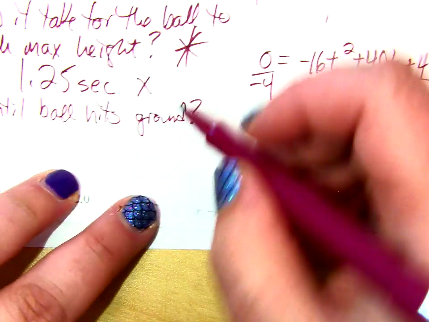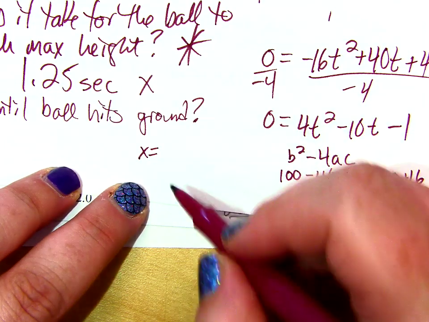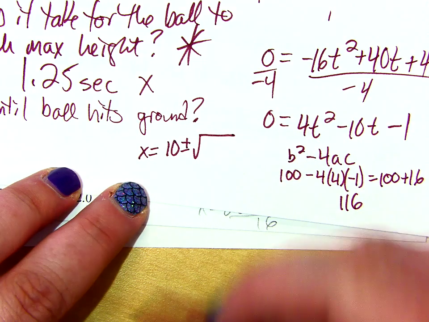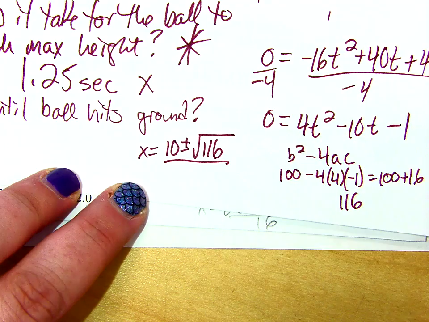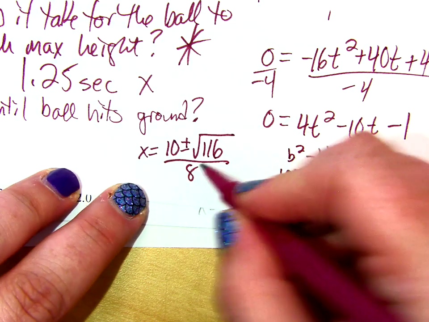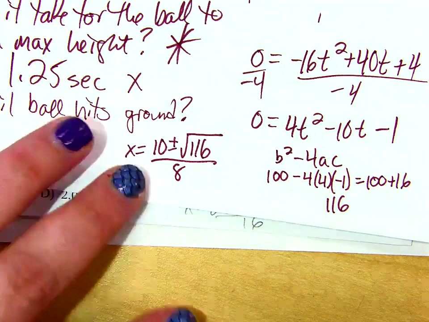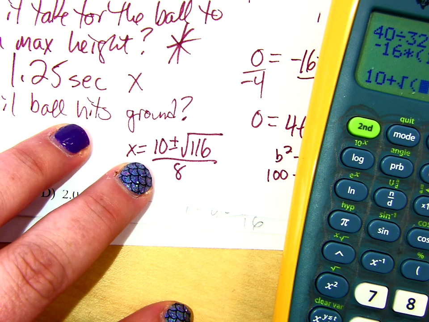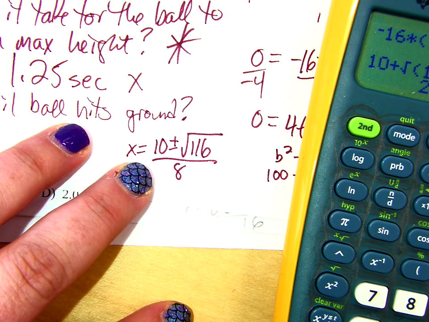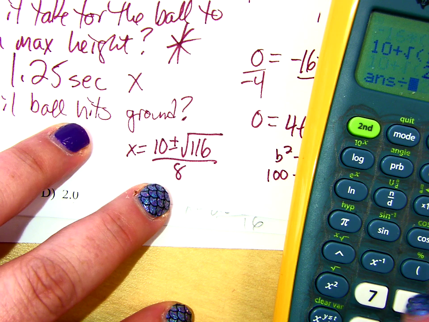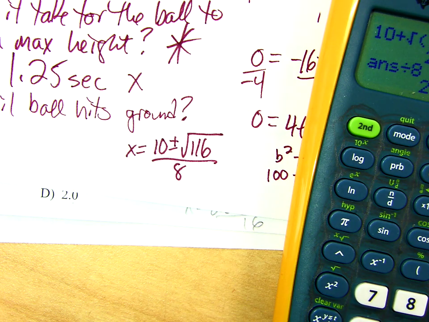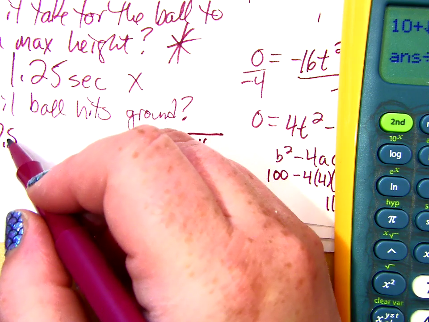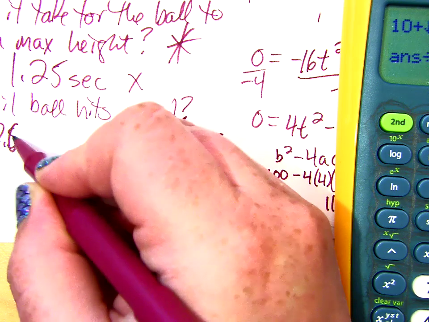Let's find them. X equals -b, so positive 10, plus or minus the square root of, my discriminant is 116, all over 2a. A is 4, so that would be an 8. So I will ask Mr. Calculator for some help. 10 plus the square root of 116 gets me 20.77. I have to divide that by 8. So one answer is 2.59. Actually, that would be 2.60 if I round correctly.